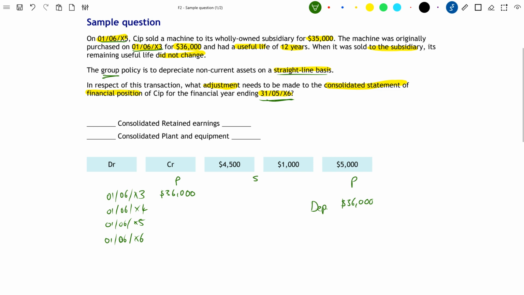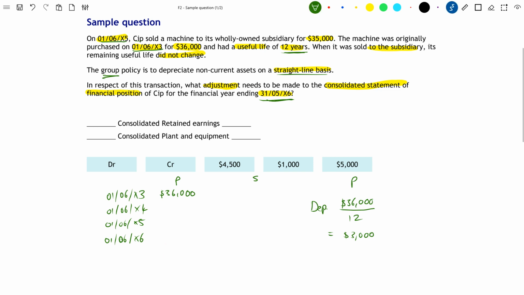Less residual value. There's no residual value mentioned in this case, so we just divide it by its useful life, in this case 12 years. The depreciation charge for P for each of these years is going to be 36,000 divided by 12. It's $3,000. So each year we're going to deduct $3,000 from this until we get to the bottom.